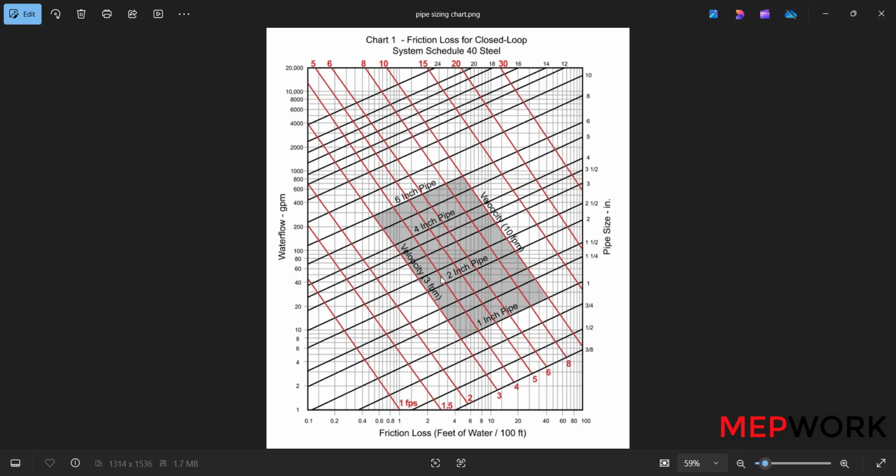These are the two methods for pipe sizing. We used the McQuay Pipe Sizer and the pipe sizing chart for Schedule 40 steel.